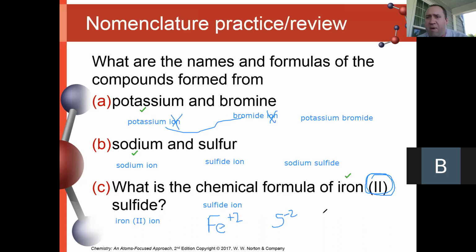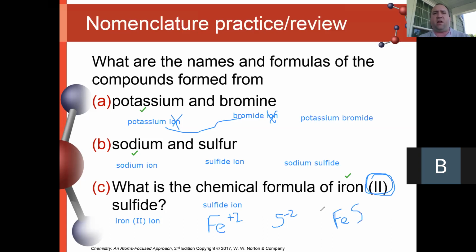Now, making formulas out of ionic compounds, also not a terribly difficult task. You just have to know what you're doing. The simple rule of thumb is this. If the charges match, then it's a one-to-one ratio. So since the charges match here, this is really just FeS.